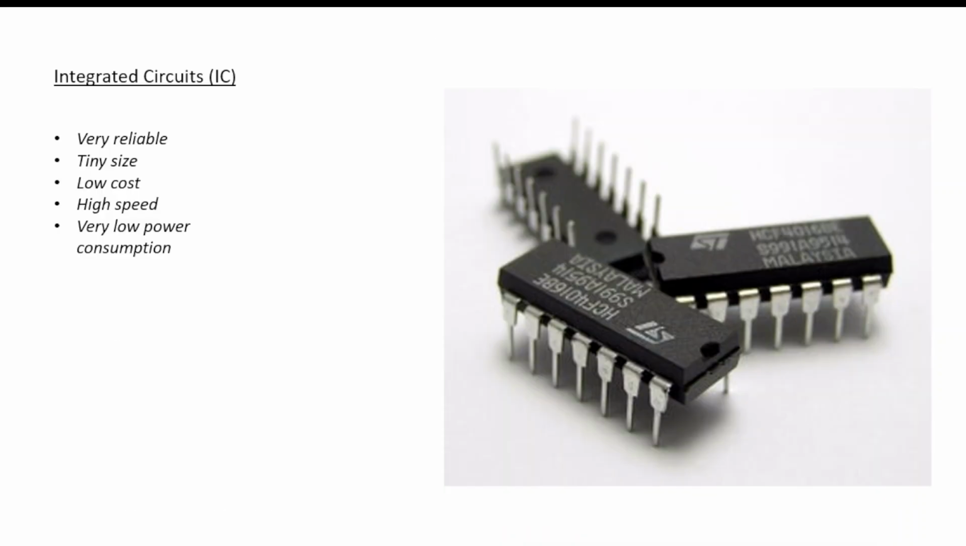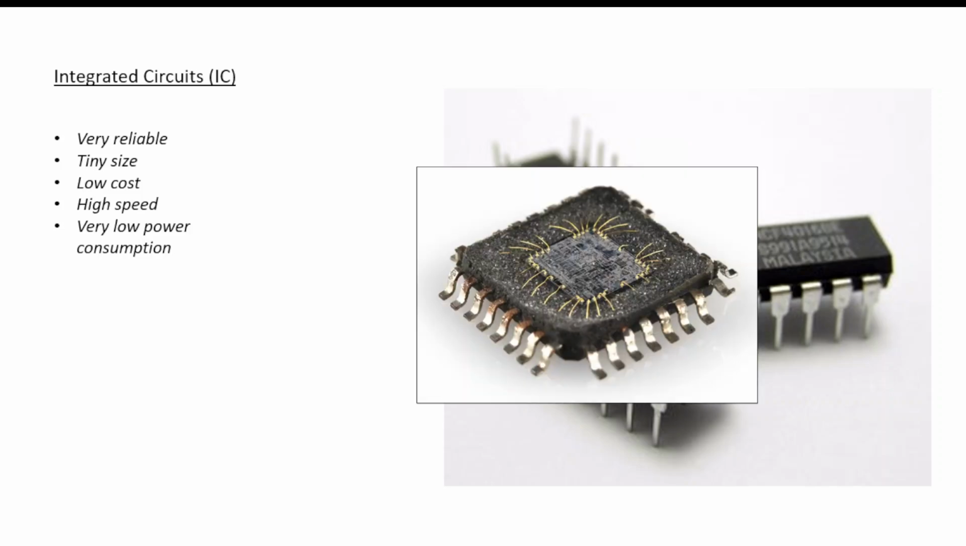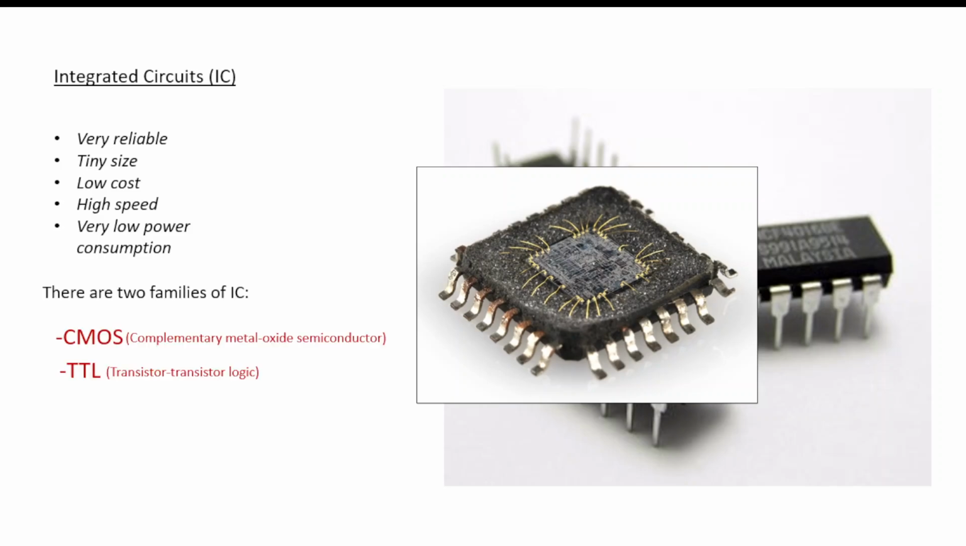Now, integrated circuit chips are very reliable, teeny tiny in size, low in cost, high in speed, and very low power consumption. So there is another example of it there. You can see there are connections to items that would connect to a circuit board through solder. And there are 2 different families of integrated circuit chips. They're known as CMOS and TTL.